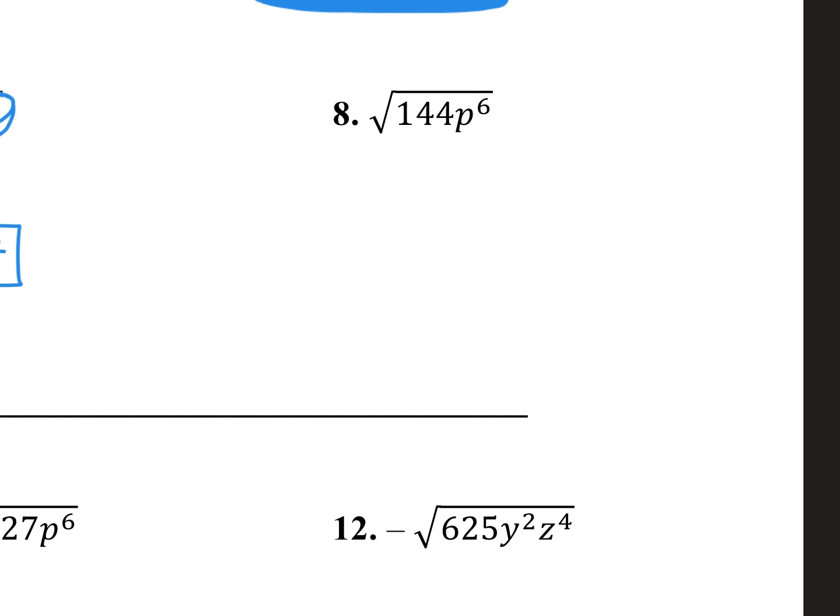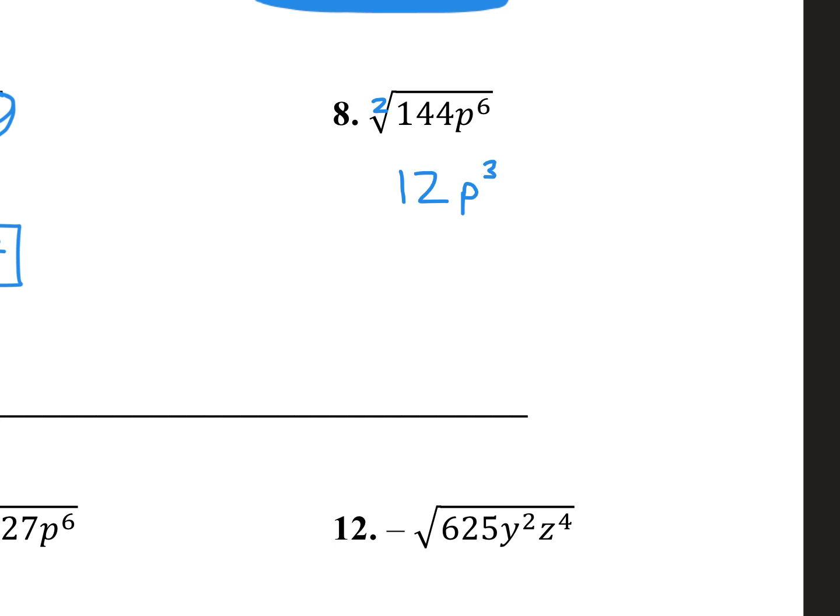Sometimes I prefer not to completely break down the number. 144 is 12 squared, and 12 can break down, but because the index is 2, I already know the square root of 144 is 12, and now I'm going to divide.